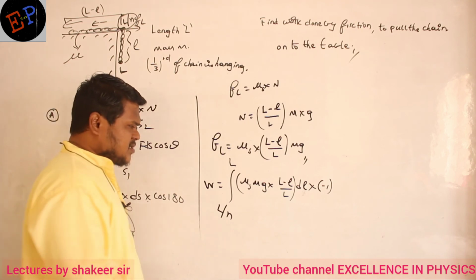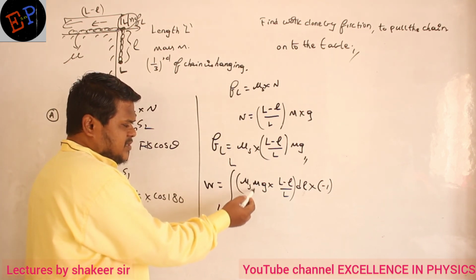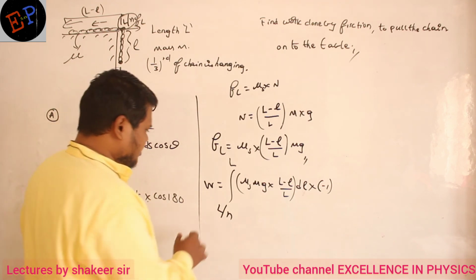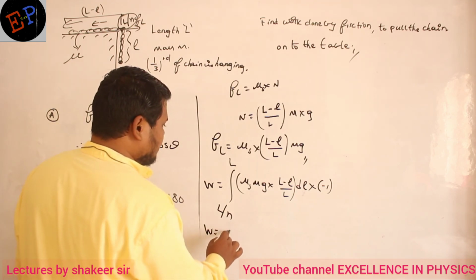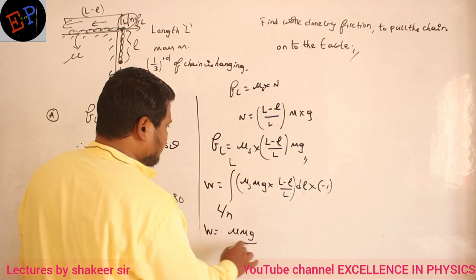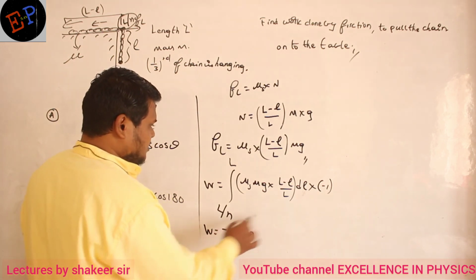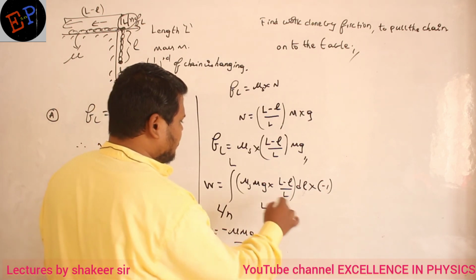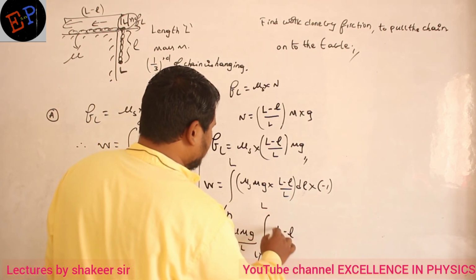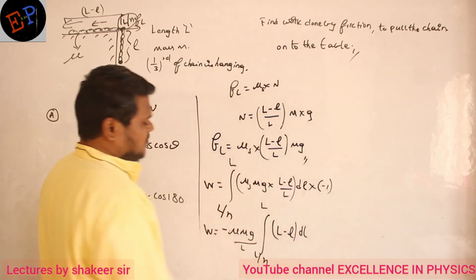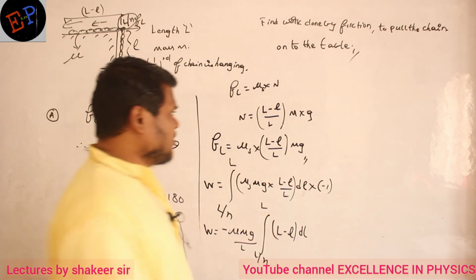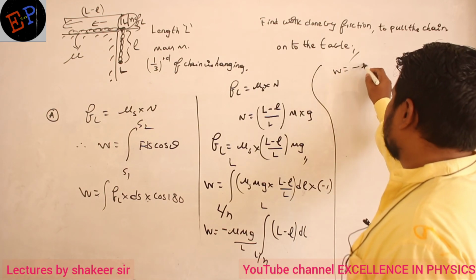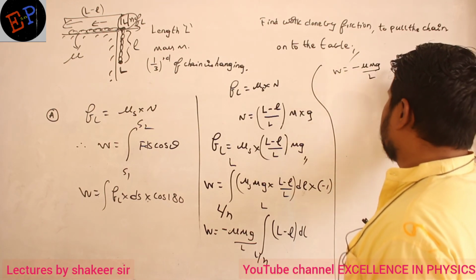So what are the terms which are constant? Mu is a constant, M is a constant, g is a constant, capital L is a constant. So take them out of the integration. Therefore mu capital Mg divided by L, with the minus taken here, integration from L by N to L, and the terms left are (L minus l) multiplied by dl. Now you know how to integrate. Now do the integration. So W is equal to minus mu capital Mg divided by L.